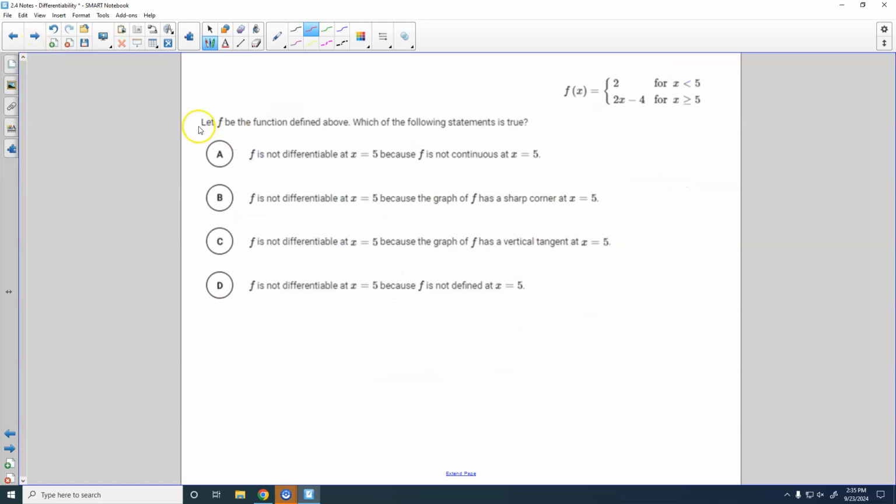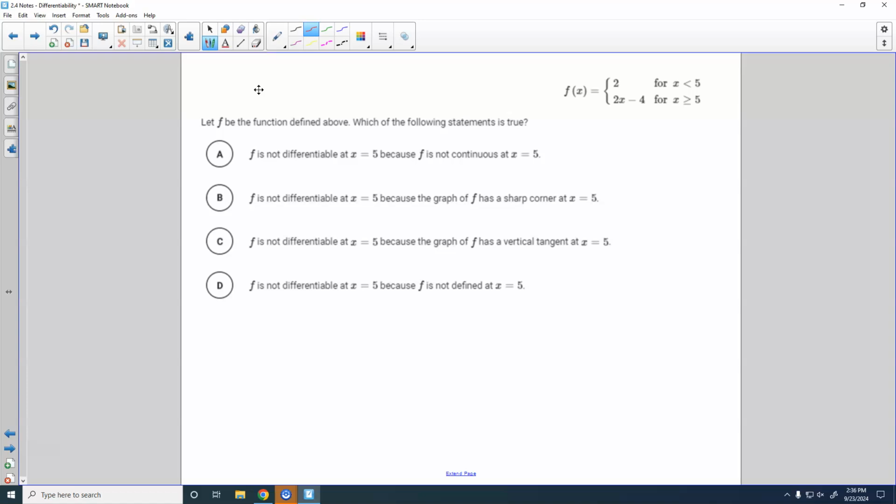Okay, now, this particular one is multiple choice. So you don't necessarily have to show all of the work that I showed on the last problem. Let f be the function defined above. Which of the following statements is true? F is not differentiable because it's not continuous. It's not differentiable because it has a sharp corner. It's not differentiable because it has a vertical tangent. Or it's not differentiable because f is not defined at x equals 5.